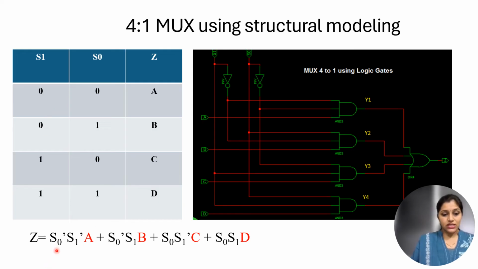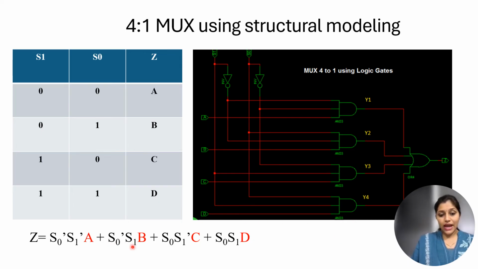So the equation is S0 bar S1 bar A plus S0 bar S1 B plus S0 S1 bar C plus, when both are 1, S0 S1 into D. For that we need 4 AND gates: first AND gate, second AND gate, third AND gate, fourth AND gate. All these 4 AND gates are 3 input AND gates.